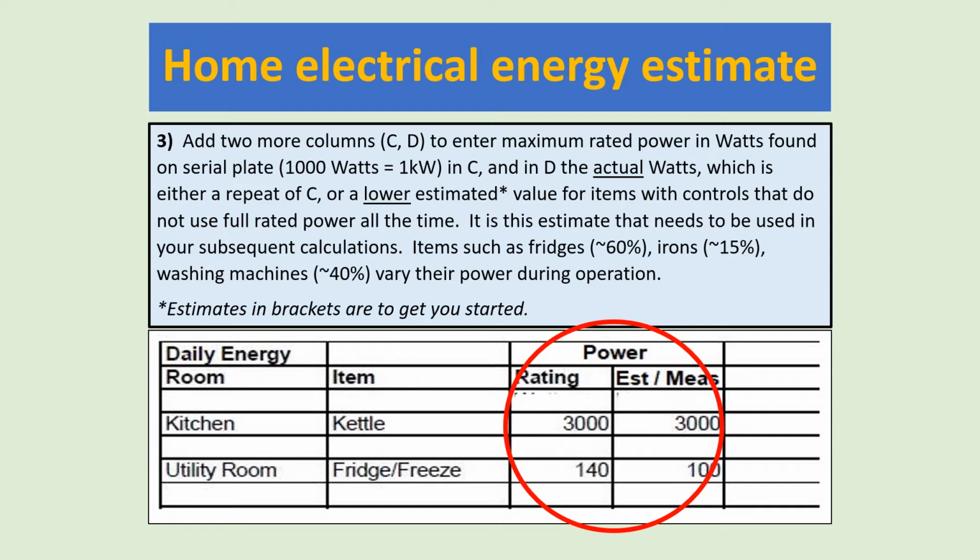Items such as fridges, 60%, irons, as little as 15%, washing machines, about 40%, all vary their power during operation. My estimates in brackets are to get you started. The next few slides explain this more fully.